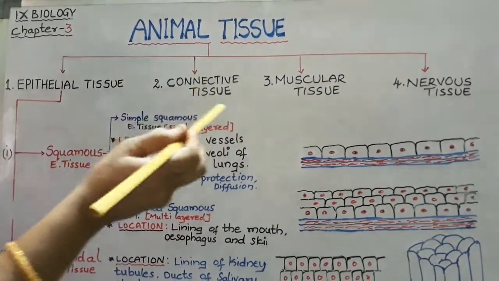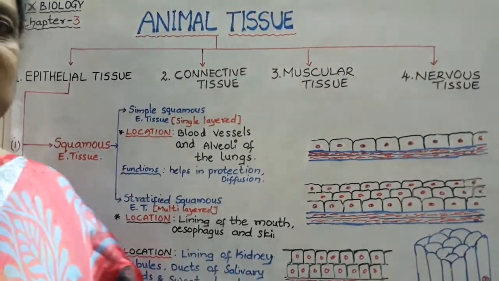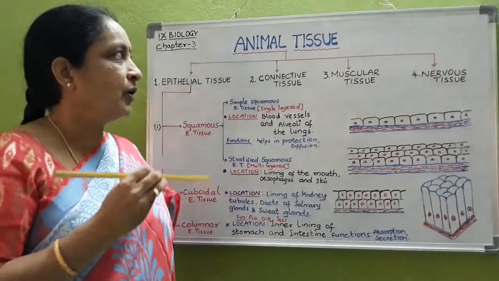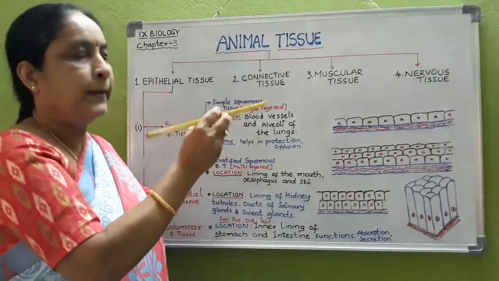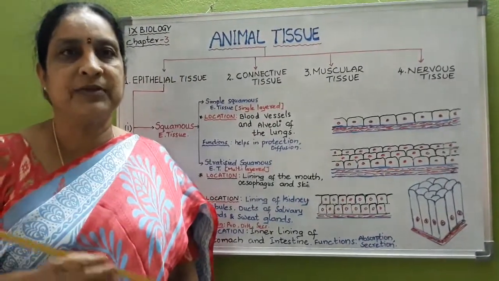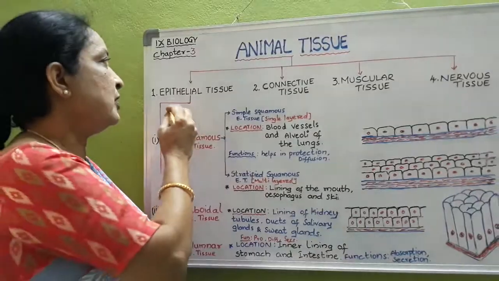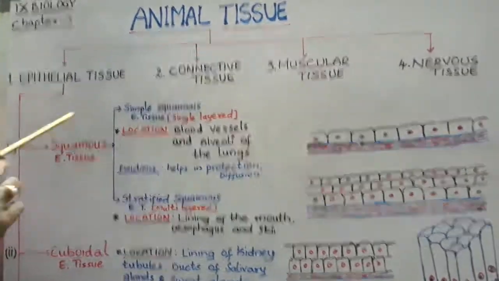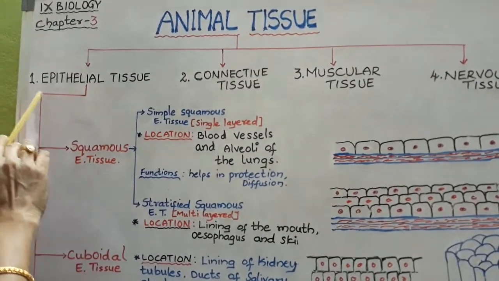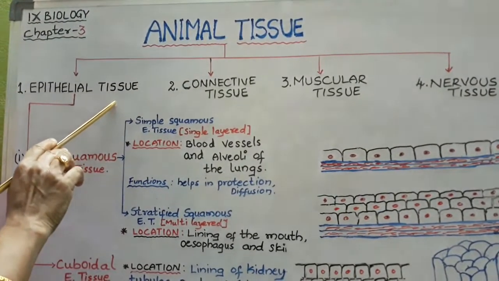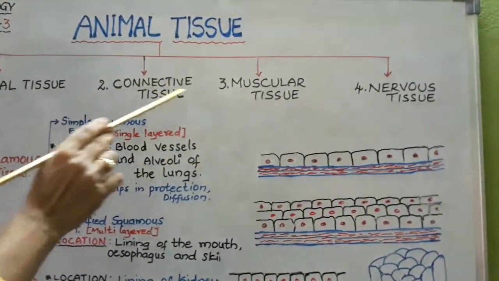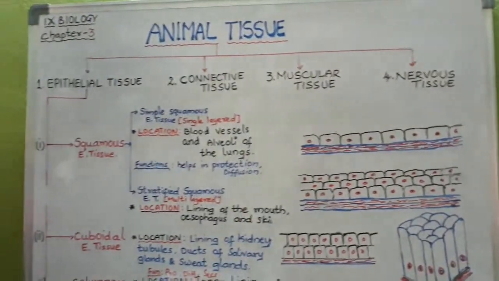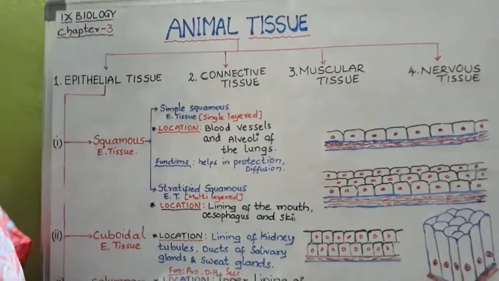What is a tissue? Tissue is a group of cells which are similar in structure and perform similar functions. According to their sizes, shapes and locations, there are 4 major types of animal tissues. The first is epithelial tissue, the second is connective tissue, then muscular tissue, and nervous tissue. We will see generally what these 4 types of tissues perform.